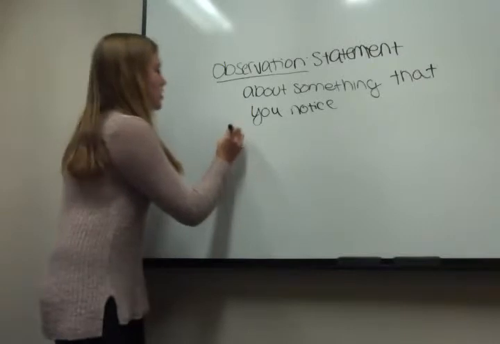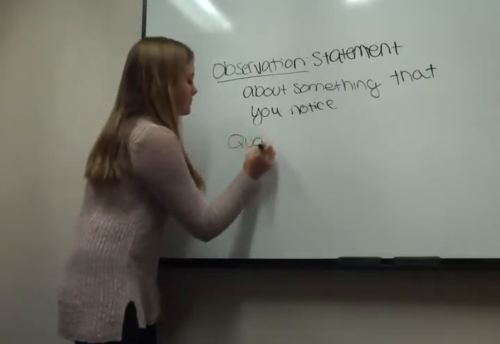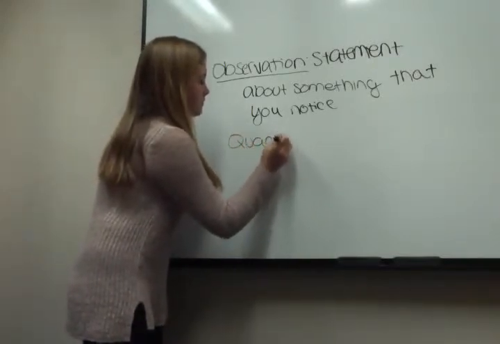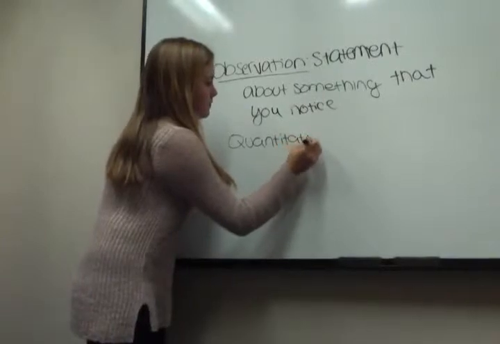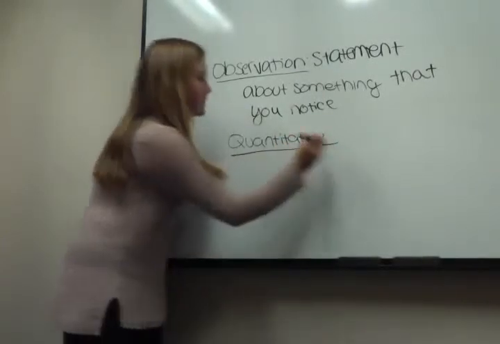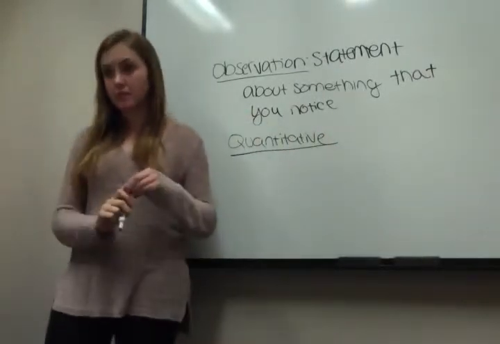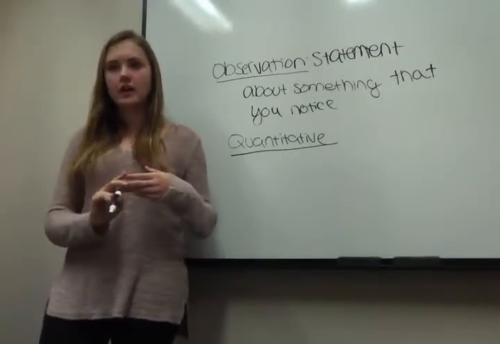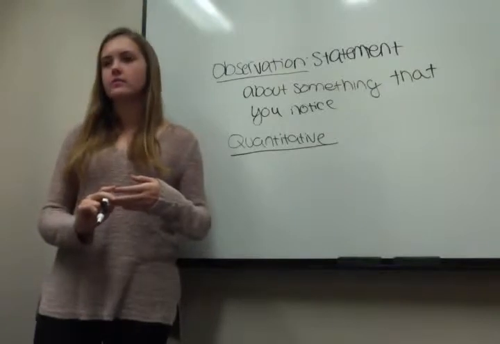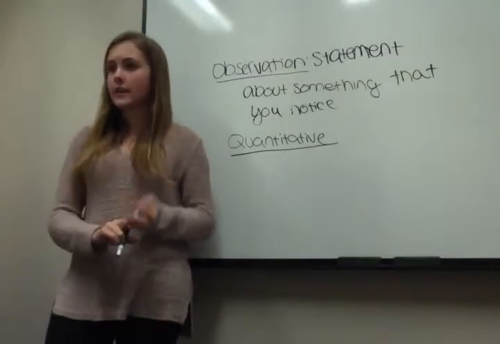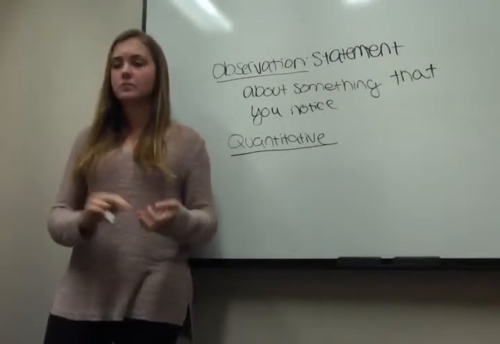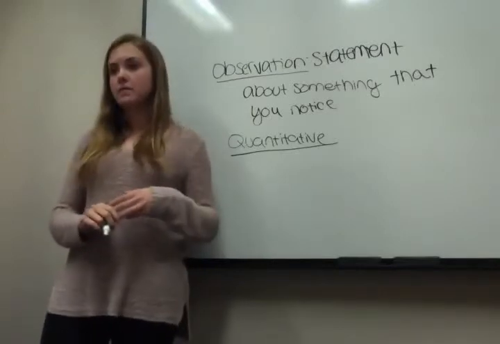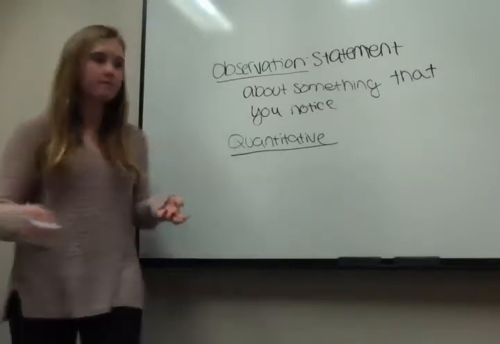There's what we call quantitative, and a quantitative observation is one that uses numbers. So we come up with these observations by counting and measuring, and we often use tools to help us do this. So rulers, scales, yardsticks, anything like that that helps you come up with a measurement, that's a quantitative observation.